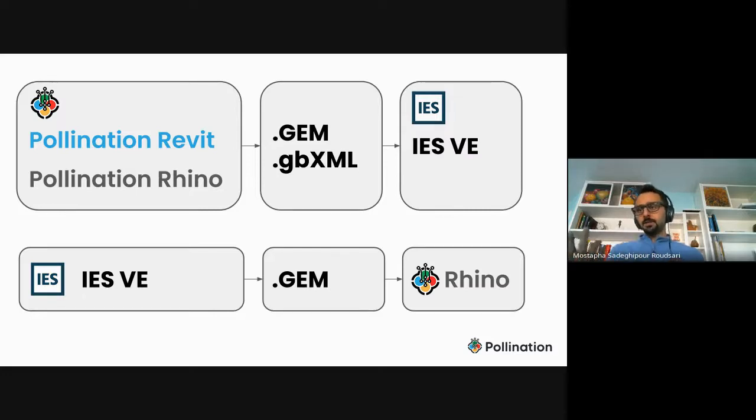So you have two options, and it depends on your model which one you want to use. Then we also have coming backwards. So if you have an IES model and you want to bring it into Rhino, you can use gem format, export it as gem, and then you can import it into Rhino.